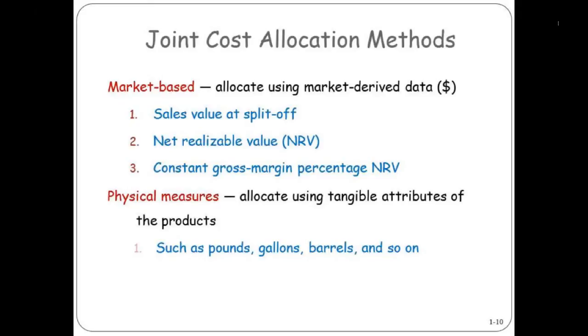Three of the methods that we'll talk about are market-based: sales value at split-off, net realizable value, and the constant gross margin. And one of them is just physical measurement. How much of each have you created? Physical measurement makes sense when the products are of the same physical size and shape, or all liquid or all solid, and their values are pretty close to each other. If the values are dramatically different, physical measure may not make sense to do.